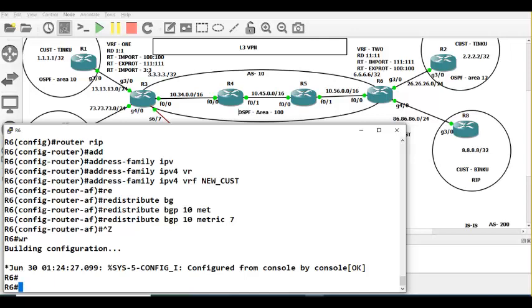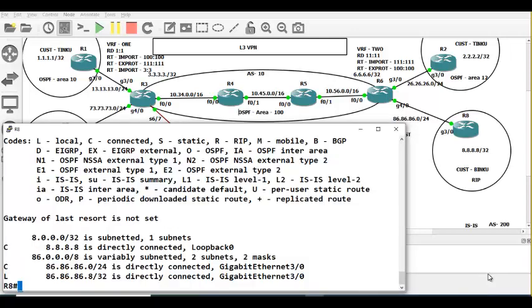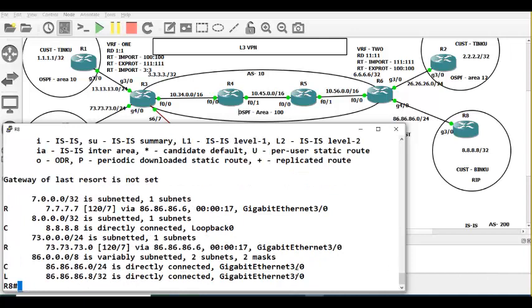Even though the route is seen in the routing table of router 6, VRF new_cust, it won't give to router 8 because router 6 and router 8 are not BGP. It's RIP and BGP. These routes are given by RIP from R3. I have to redistribute. Now if I go to router 8, I'll see 7777. Earlier we didn't see, now I see it. You see the EIGRP route here is seen as a RIP route, and the metric I gave was 7, so it shows 7.